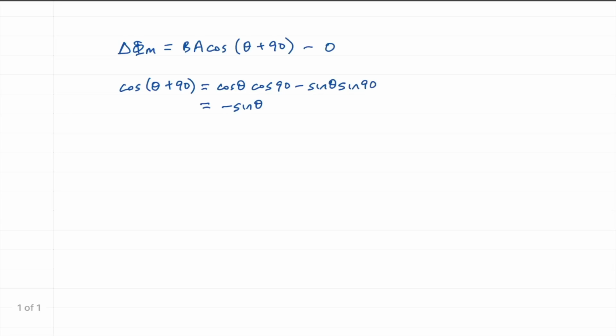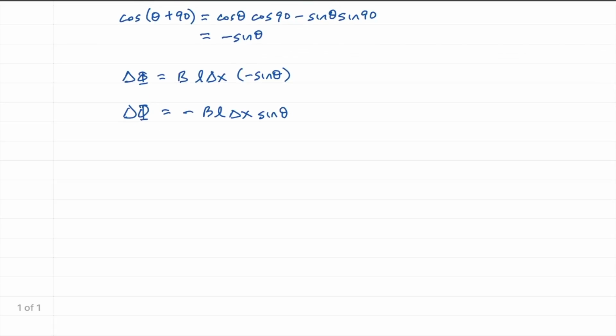Okay, so we can substitute into our change in flux. We have B. The area is L times delta X. And then we have a cosine of minus sine theta. So our change in flux is minus BL delta X sine theta.